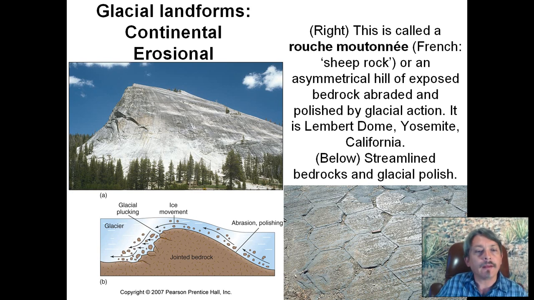This is what's happening. Glacial plucking is occurring. The movement of the ice polishes this thing. So at one time this was deep under glacial ice, and it was polished. You can see the vertical polishing lines here.